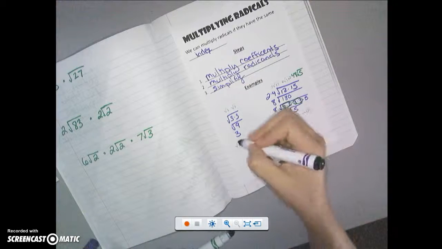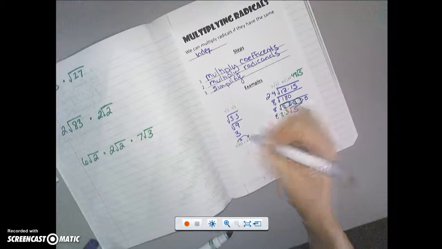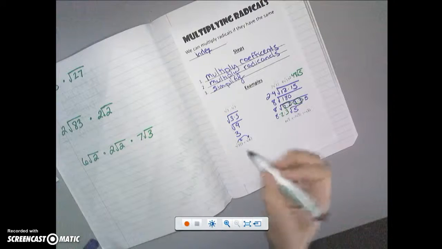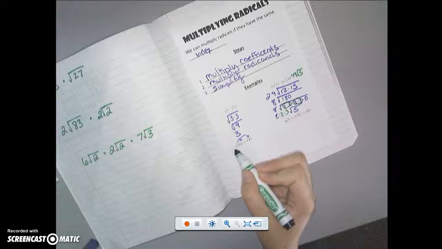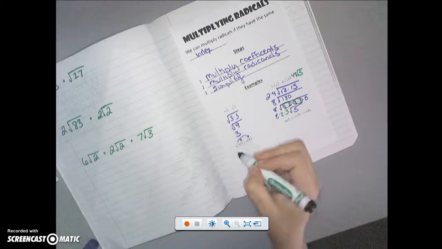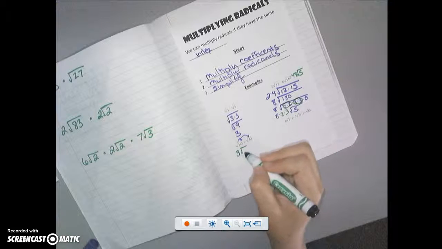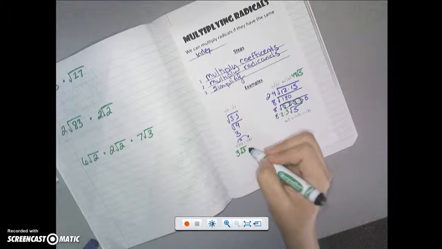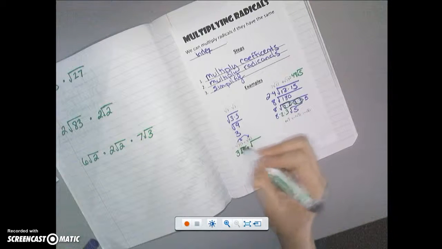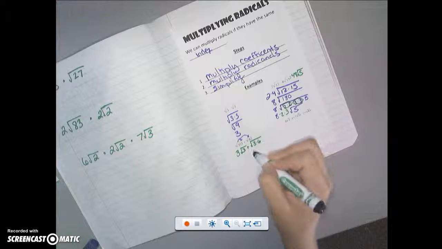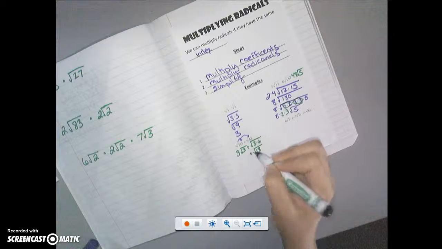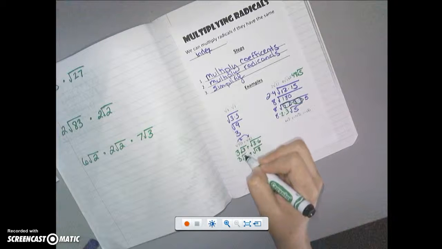Alright, this one, we've got a little distributing property action going on. This doesn't have a coefficient, so we're just going to multiply 1 times 3, which is 3. And since 3 doesn't have a radicand, we're just going to keep the square root of 3 there. Then we're going to multiply 3 times 6, and we'll get 18, and 3 square root 3.